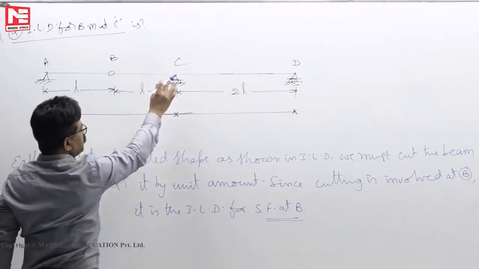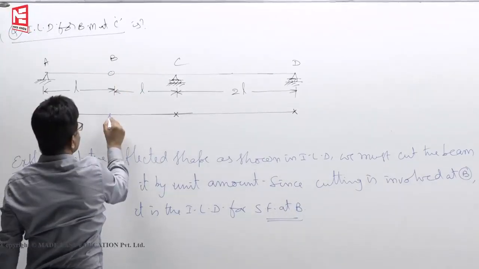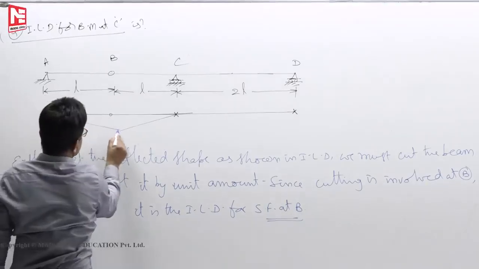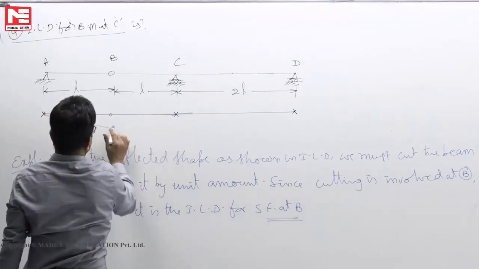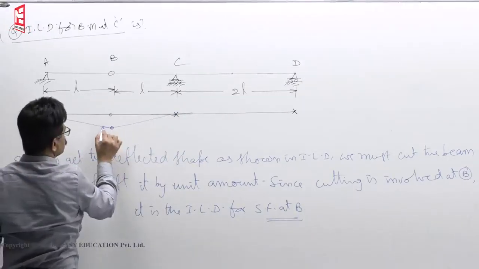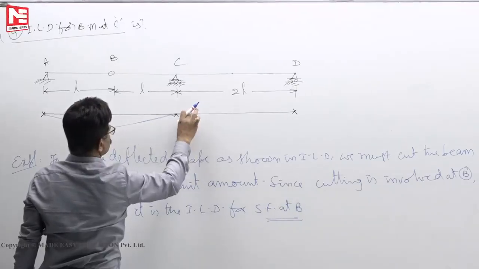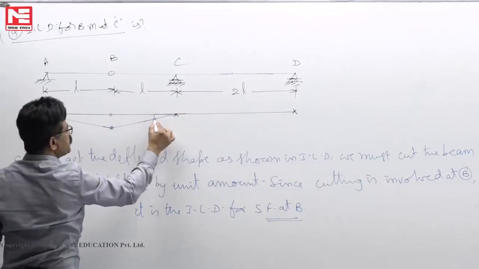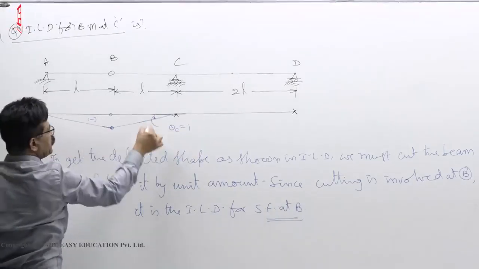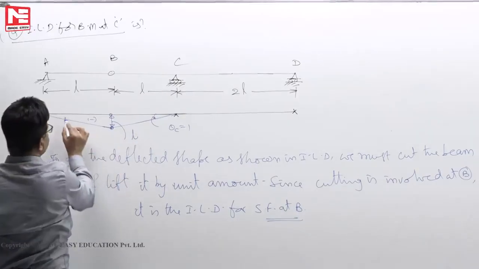So the right side you leave off. On the left side, I have to rotate anti-clockwise because it should go down. Now this theta C must be 1. Why are we rotating anti-clockwise? Because it should go down. This value is L.